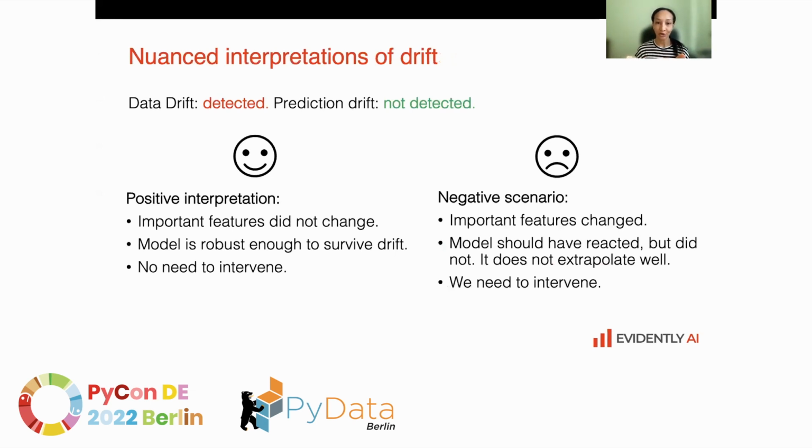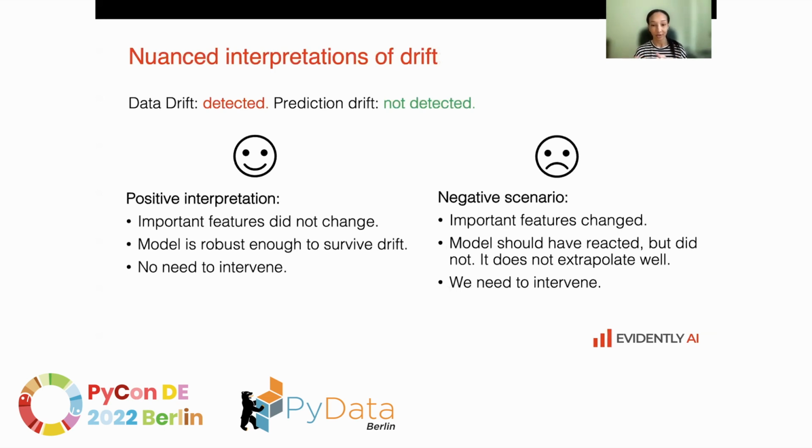And finally, I want to mention some nuances in the drift interpretation, because as I said before, data drift and prediction drift are not always bad. It's highly dependent on the context. Here are two examples. Let's say we detected data drift but did not detect prediction drift. It can be a positive interpretation, because if the drift is in non-important features, and the important features did not drift, and the model is robust enough so the model's output did not drift, then probably there is no need to intervene and the model can survive it.